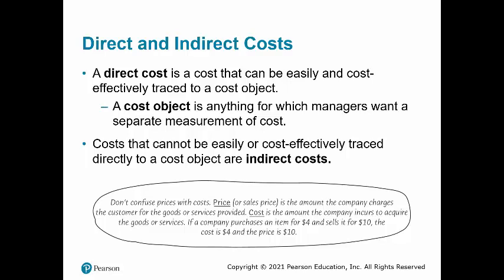We don't want to confuse cost with prices. The price or sales price is the amount that the company is going to charge the customer for the goods or services. But the cost is the amount that the company incurs to acquire the goods or services. So for instance, if a company were to purchase an item for $4 and sell it for $10, the cost is $4 and the price is $10.